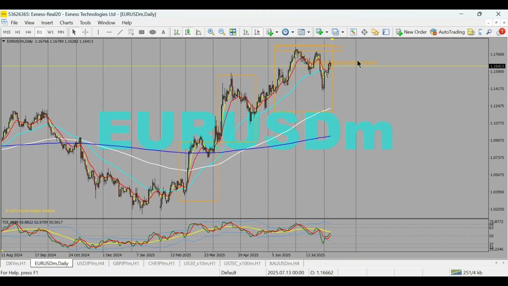All right, and what I'm expecting is that price is supposed to drop down to this order block right here. This is where I'm expecting price to reach. Let's just clear everything else so that you have a clear picture. All right, so let's drop down to the H4.